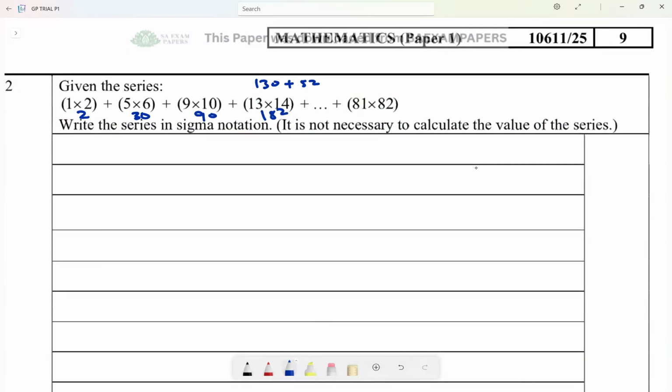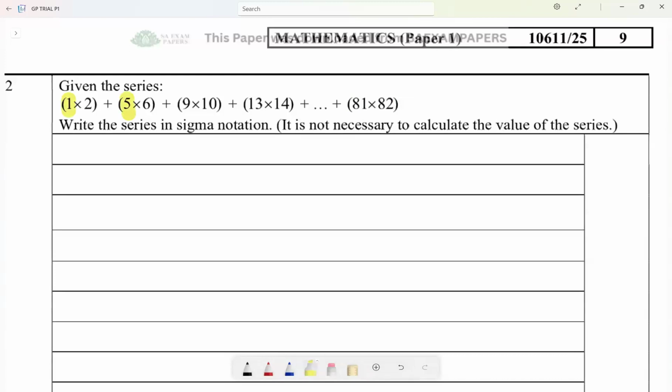Let's see. Linear pattern. This 30 minus this, it is 28. 90 minus this, it is 60. Linear pattern, no. Quadratic. 30 divided by 2, it is 15. 90 divided by 30, it is 3. Not also a pattern. Now let's think. I see here they multiply. Okay, it is 1 multiplied by something plus 5 multiplied by 6.